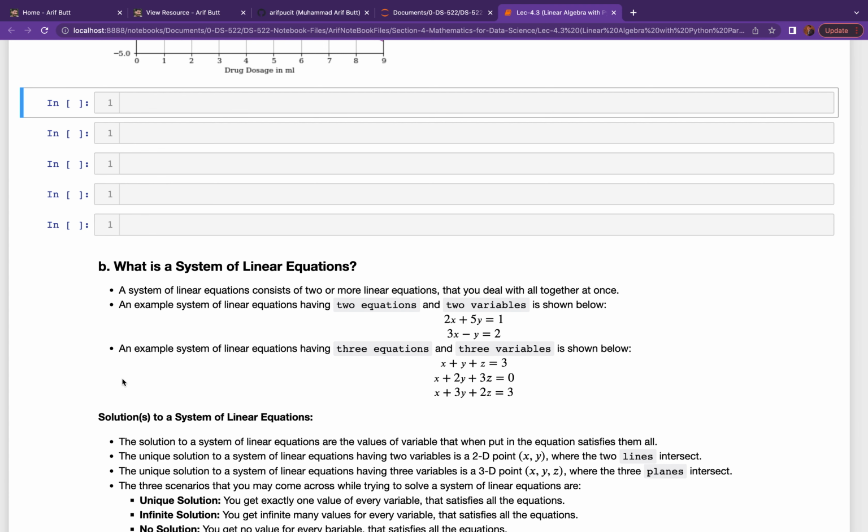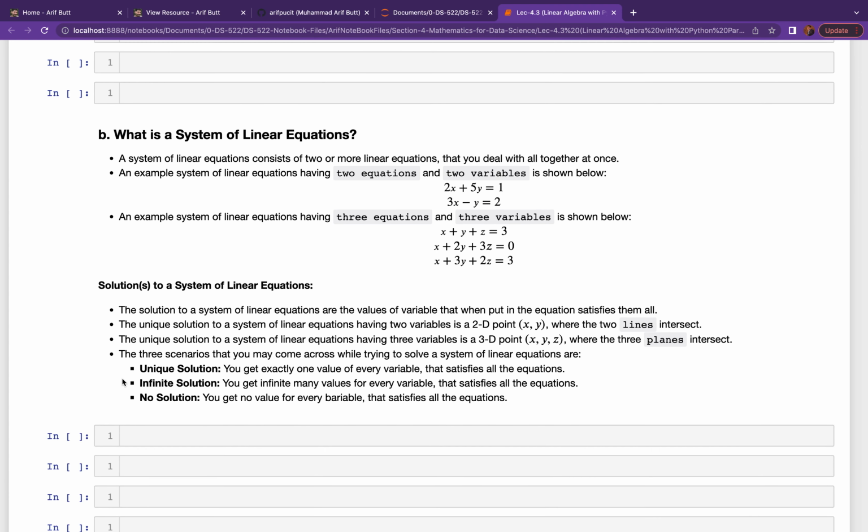Now the next thing is, what is a system of linear equations? My dear students, a system of linear equations consists of two or more linear equations that you deal with together at once. An example of linear equations having two variables and two equations is shown over here: 2x plus 5y is equal to 1, 3x minus 5y is equal to 2. And this is another system of linear equations having three variables and three equations.